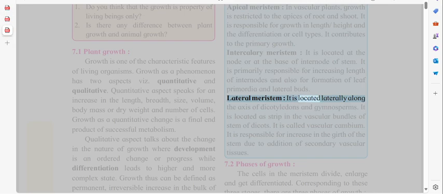Lateral meristem. It is located laterally along the axis of dicotyledons and gymnosperms. It is located as a strip in the vascular bundles of the stem of dicots. It is called vascular cambium. It is responsible for the increase in the girth of the stem due to addition of secondary vascular tissues.